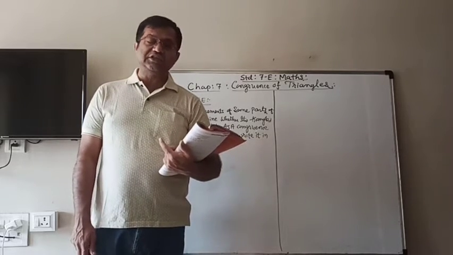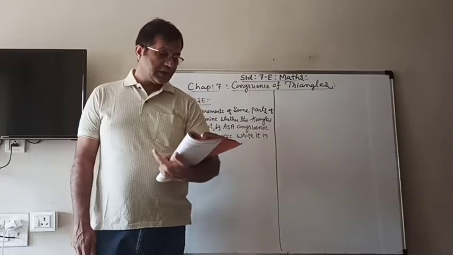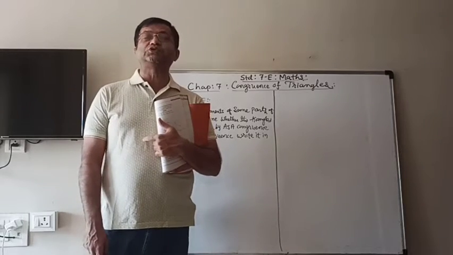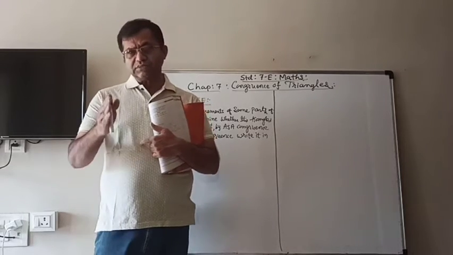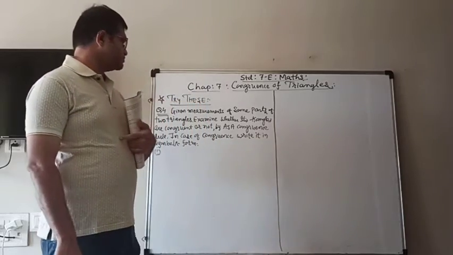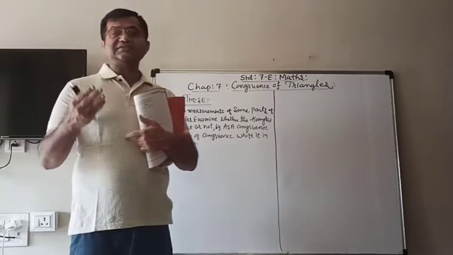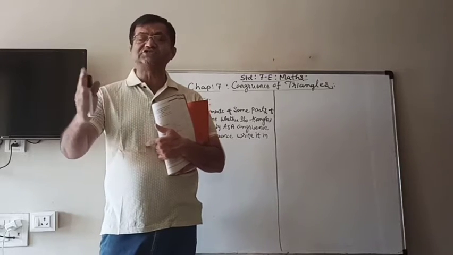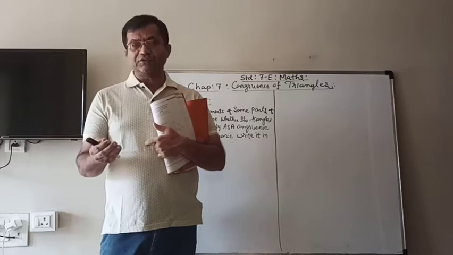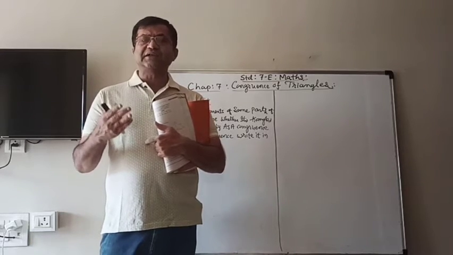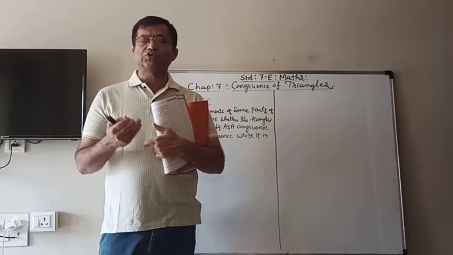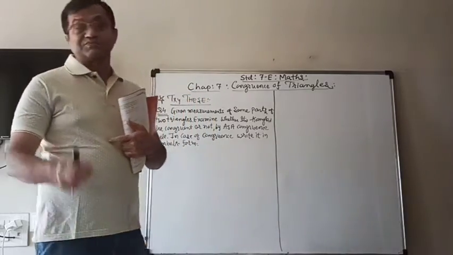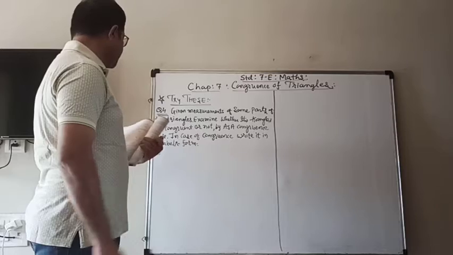So let us start with question number 4 in the Try This, in which measurements of some parts of two triangles are given. And we have to check whether the triangles are congruent or not by applying the ASA congruence rule. And if the triangles are congruent, we have to write it symbolically, means using symbols. So let's check the first set.